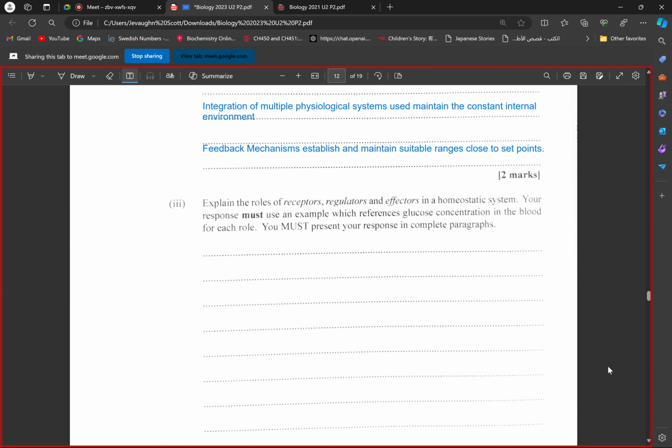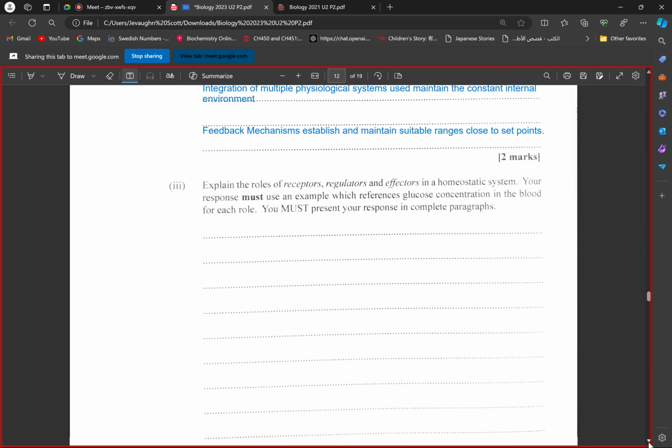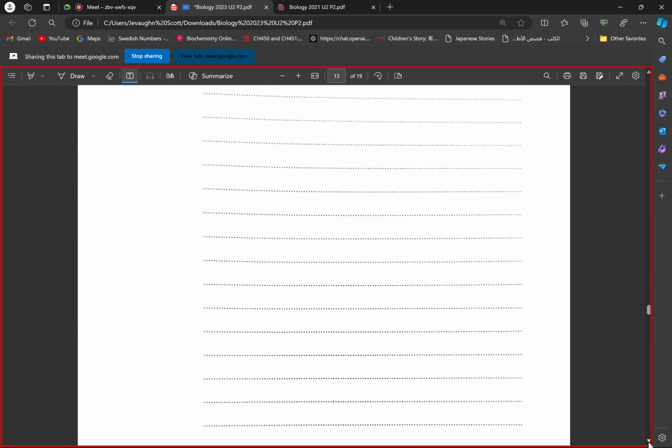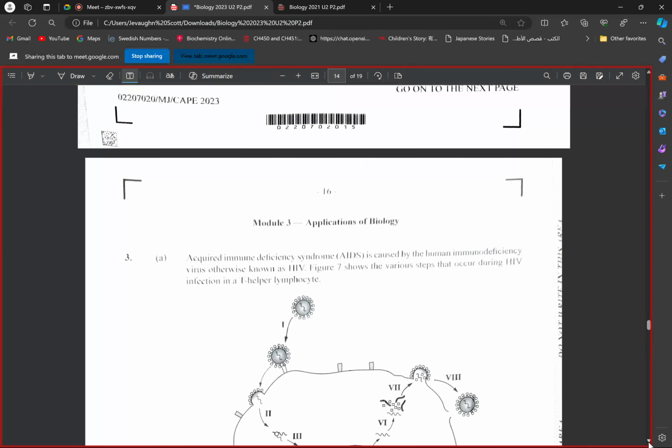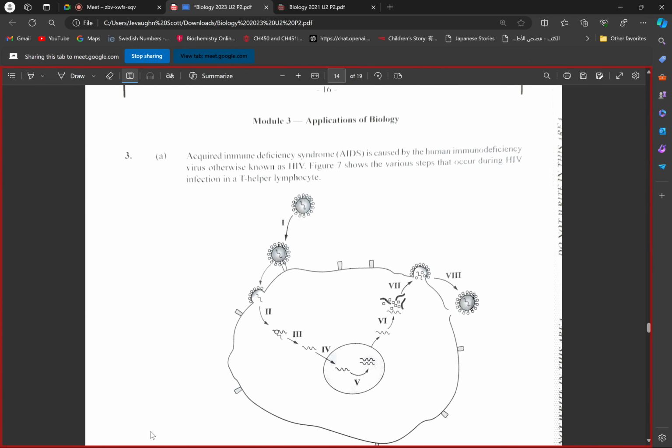What are going to be our regulators? The pituitary gland, the posterior pituitary gland will be the regulator that will produce the ADH. And then our effectors would be what? The epithelial cells of the collecting duct and the distal convoluted tubule. Lovely. So we must know them. So if anything like that comes, you should be able to tackle that. And we're brought towards module 3.